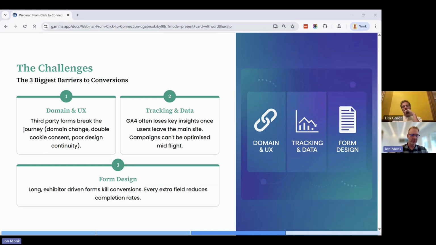Which becomes so problematic when you go to a third party, especially with the likes of cookie consent, both on your website and on the third party domain. You remove that layer of complexity when you're on the same domain. So that becomes a lot easier.